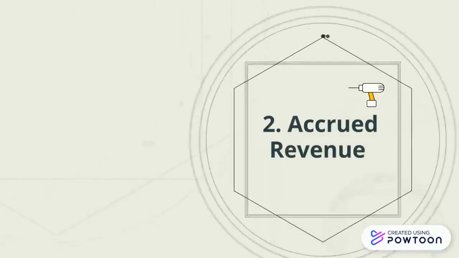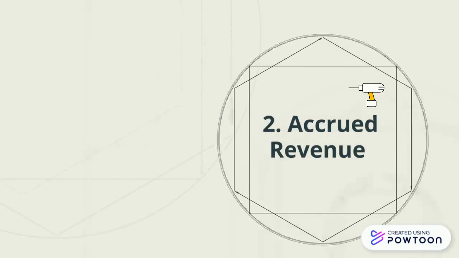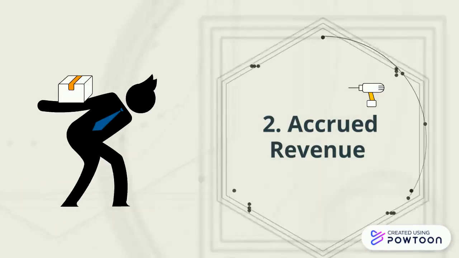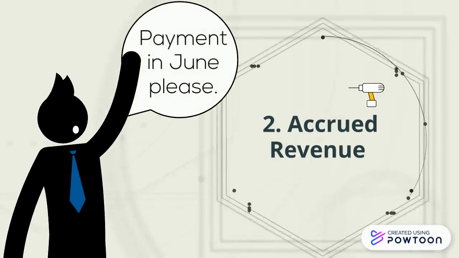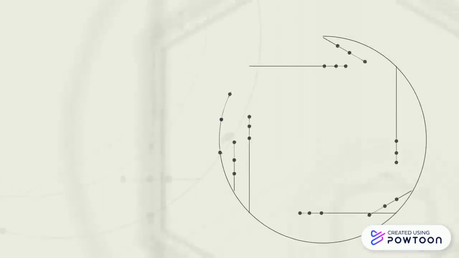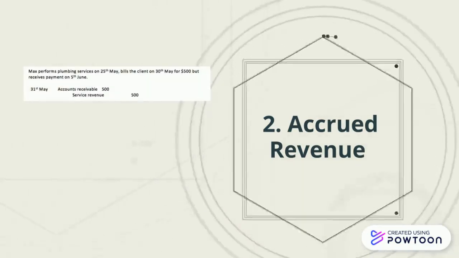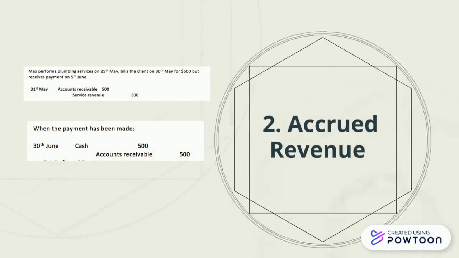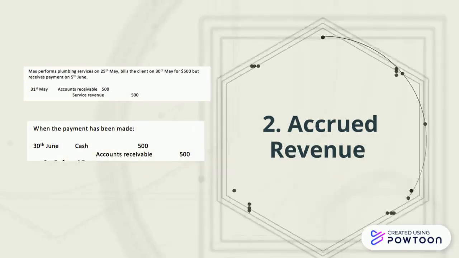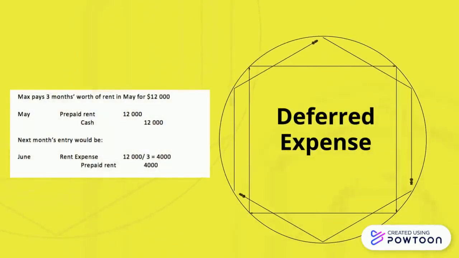Second, we have accrued revenue. This is where cash is received after the revenue is earned. For example, Max performs plumbing services on the 25th of May, bills the client on the 30th of May for $500, but doesn't receive payment until the 5th of June. On the 31st of May, accounts receivable will be debited for $500 and service revenue would be credited for $500. When the payment has then been made, on the 30th of June, cash will be debited and accounts receivable will be credited.